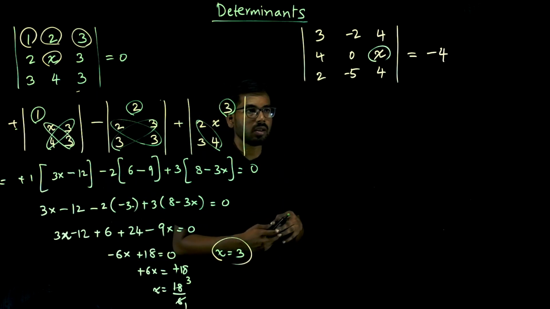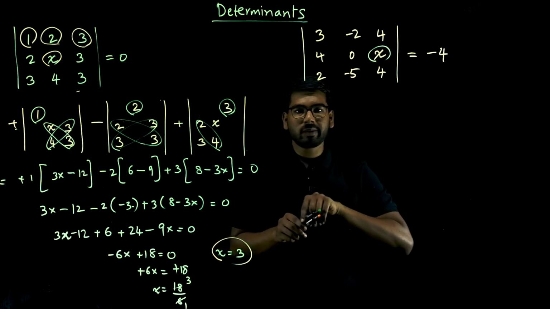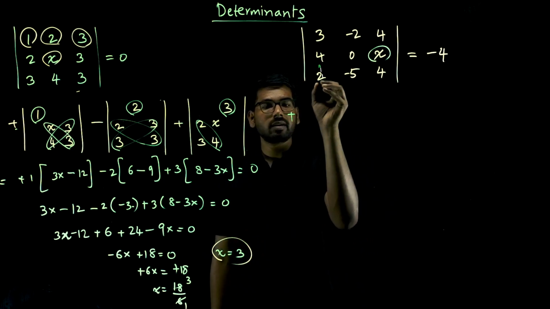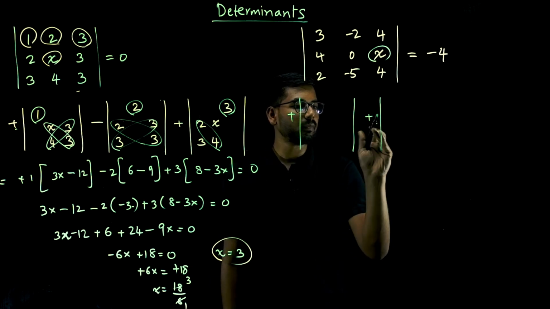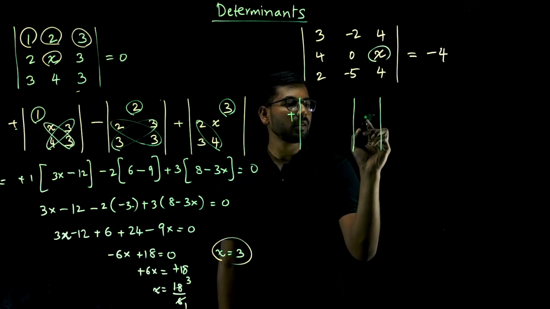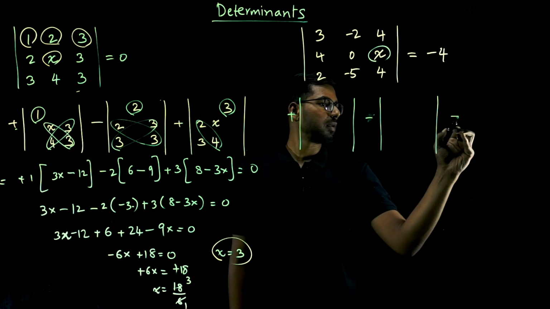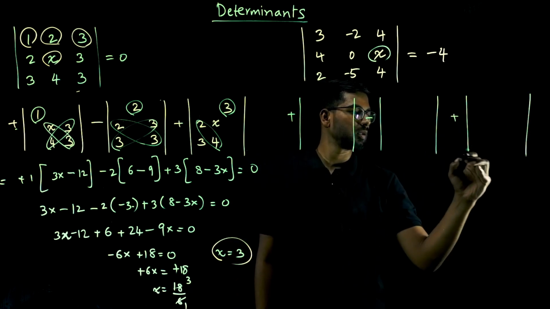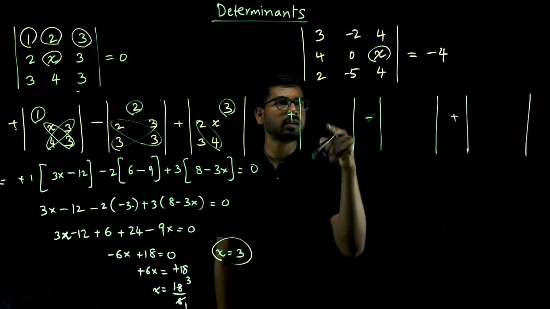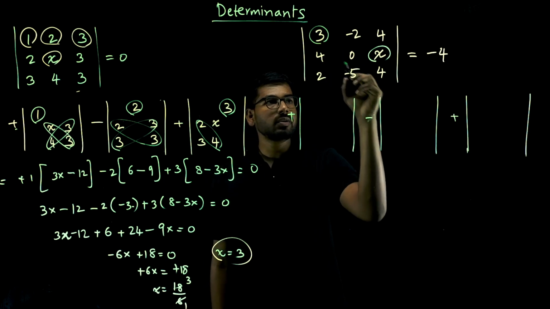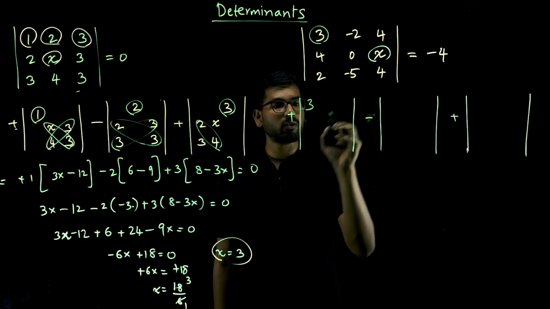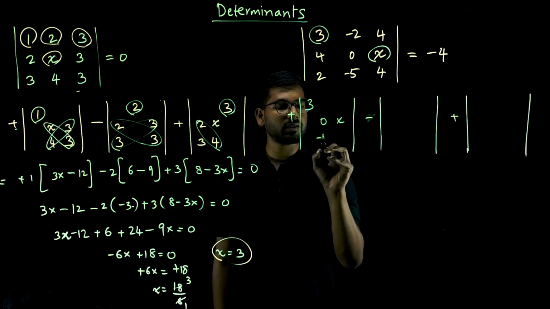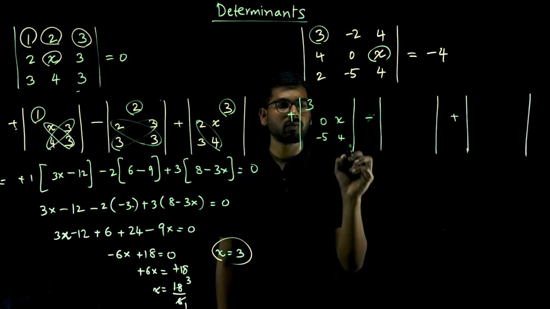Similarly here, we need to find the determinant. How do you find the determinant? We need to rewrite the matrix or determinant 3 times. Plus, minus, this is minus, then plus. Okay, so in the first, rewrite the first element of the first row and the remaining items. So that is 3, 0, x, minus 5, 4.